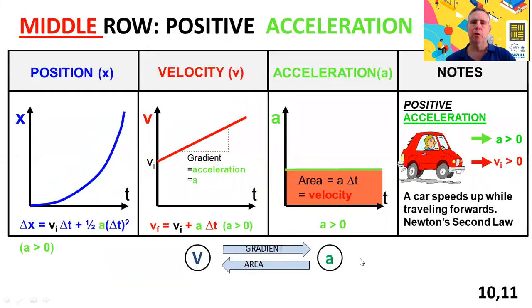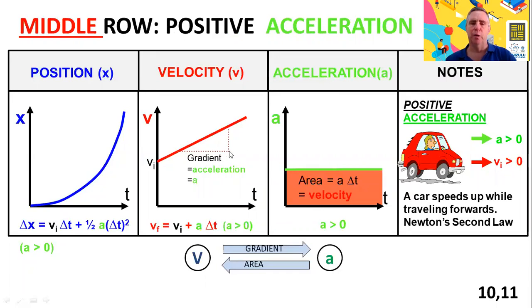Looking at the middle row in your books, positive acceleration. So this is where we have Newton's second law. You have a force which is providing an acceleration which changes the velocity. So now your acceleration time graph, it's still a horizontal straight line, but it's above the axis, it's greater than naught. Your velocity time graph is no longer horizontal, it is increasing. From that initial velocity, it increases as time passes.